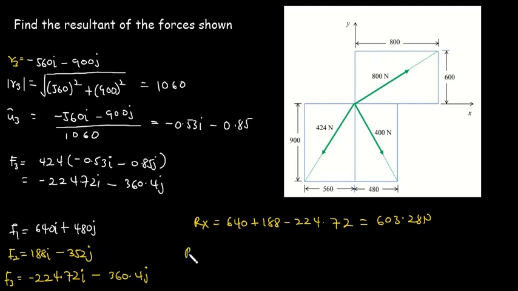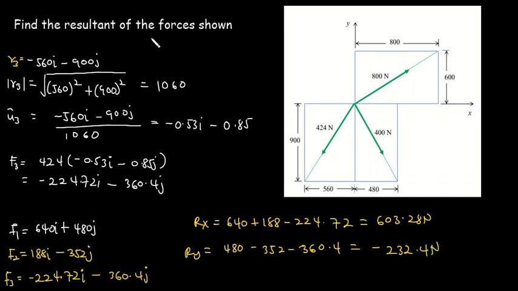Let's do the same for the y component. For the y component, we're going to have 480 minus 352 minus 360.4. So let's simplify this and see. We have 480 minus 352 minus 360.4. That will give us a value of minus 232.4 newtons. So that's what you have.